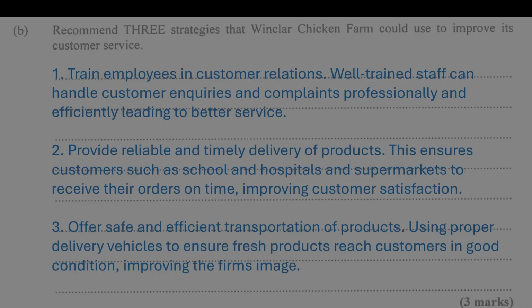Lastly, the farm can offer safe and efficient transportation of products. So it's not only about being timely and delivering products on time, but they also need to be in a good state. They can't be melted and unsafe to consume. So offer safe and efficient transportation of products using proper delivery vehicles to ensure fresh products reach customers in good condition, improving the firm's image.